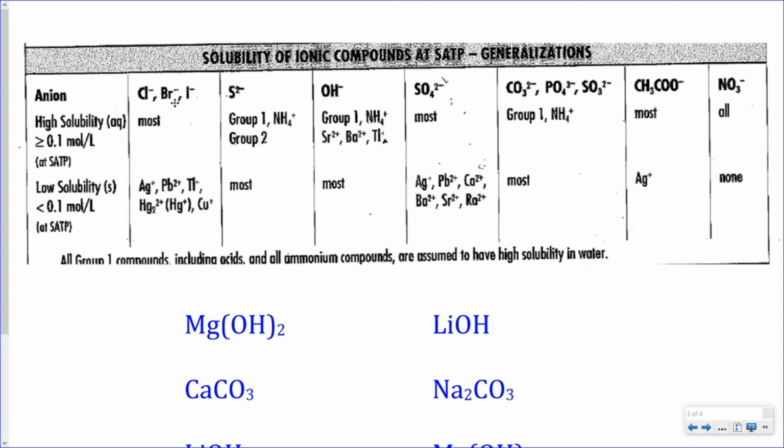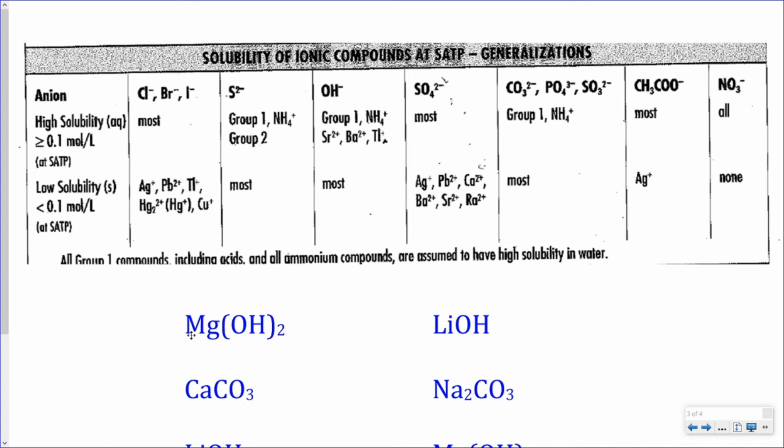The way that we use this table is you can see at the top, these are a bunch of anions. So what we're going to do is look at the anion in the compound that we're given, find it here, and then match up the cation, or the positive part, here, and that will tell us whether we have high solubility or low solubility.